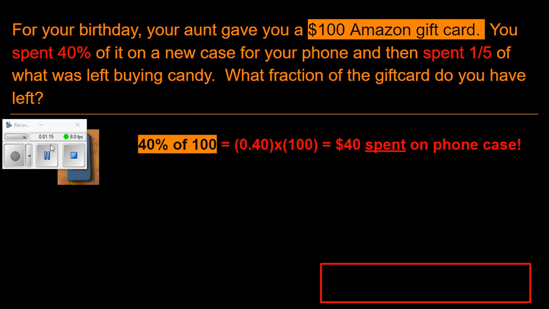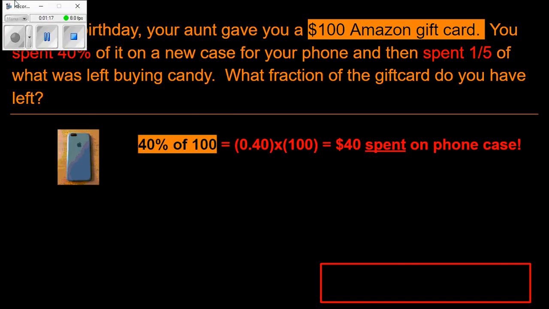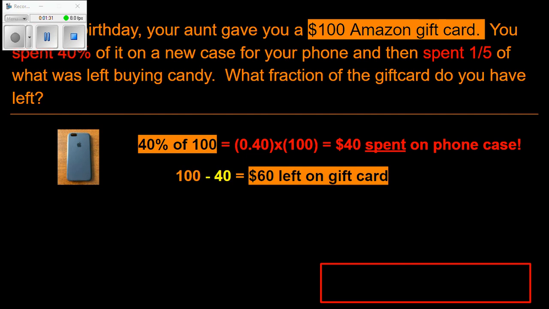So we're going to start out with the iPhone case, and 40% of the $100 gift card would be 0.40 times 100, so you probably want to write that down, 0.40 times 100, which means we spent $40 on the phone case. Now, the next thing you want to write down is that if you spent $40 on the case, now you only have $60 left on your gift card.